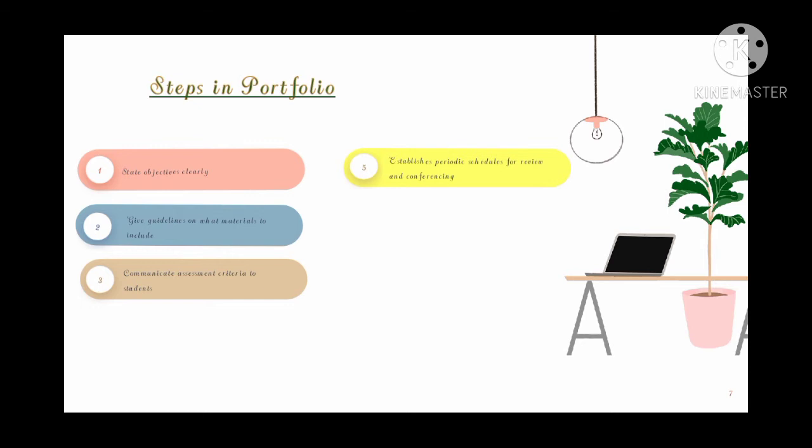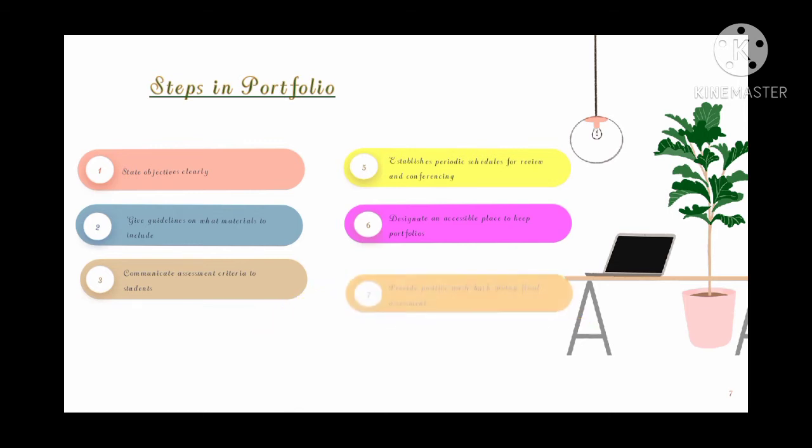And then the fifth step is to establish a periodic schedule for review and conferencing. Teachers need to provide a schedule so that the students can finish their work without throwing everything together at the end of a term. And then designate an accessible place to keep portfolios. Here, the teacher creates accessible locations to keep the materials so that the students can bring the materials they need.